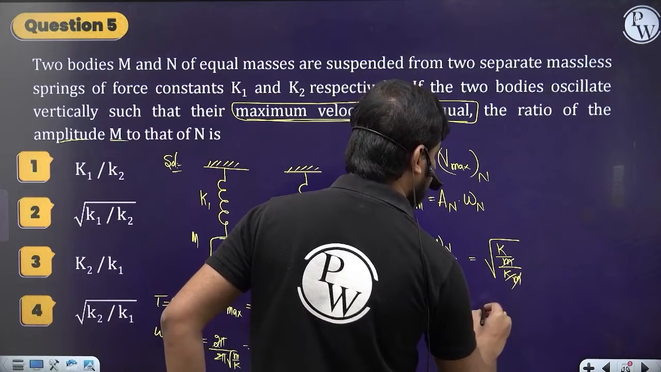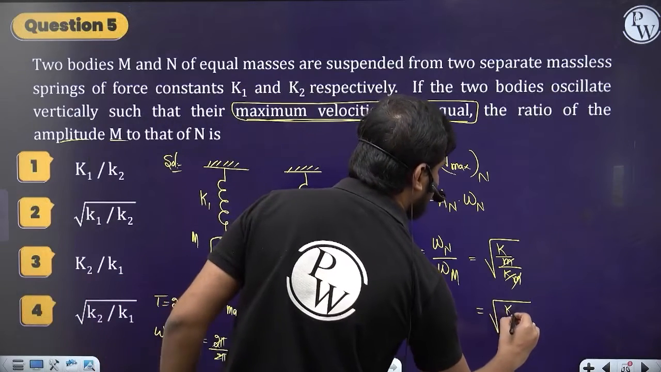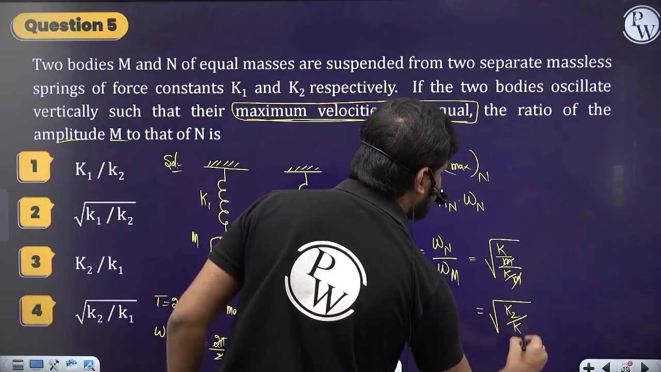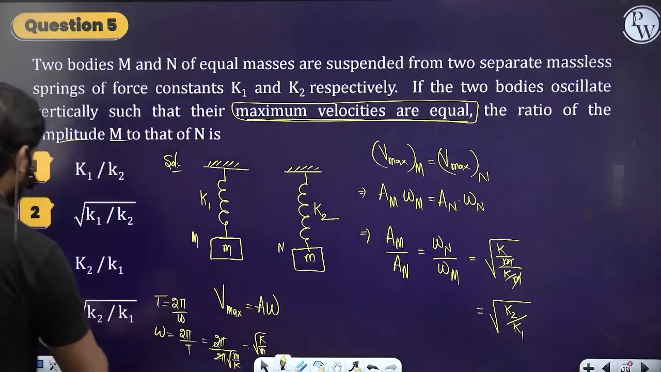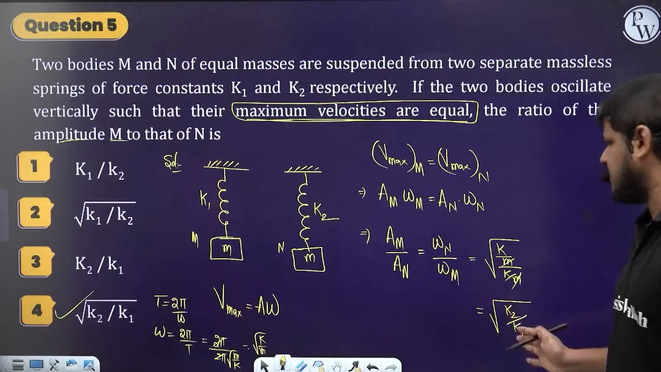So this one cancels. So the K of N, what is K of N? K2 by K of M, K1. So root over K2 by K1. AM by AN is equal to root over K2 by K1. You understood this part now?